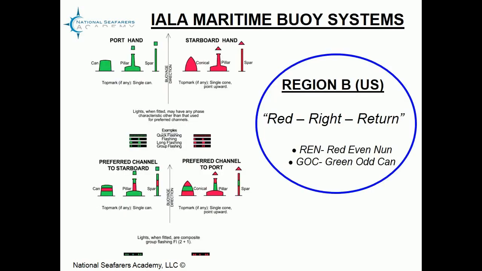In Region B we can use the memory aid red, right, return. That is, keep red navigation aids on the right-hand side, starboard side, when returning from sea. Additional memory aids give us REN. REN stands for red color, even numbers and nun-shaped navigation aids. GOC stands for green color, odd numbers, and can-shaped navigation aids.